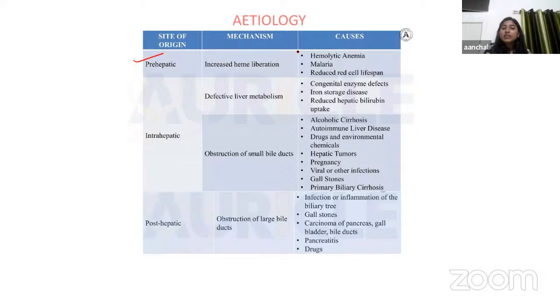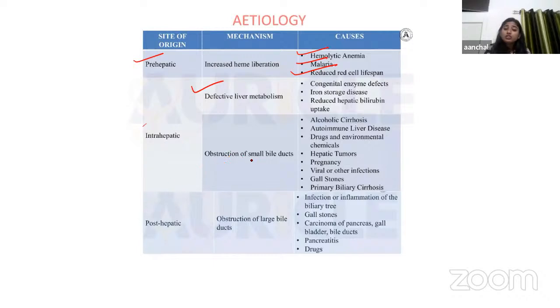the cause is defective liver metabolism in intrahepatic jaundice. So the causes of prehepatic jaundice will be hemolytic anemia, malaria, and reduced red cell lifespan. And in intrahepatic jaundice, the mechanism involved is any kind of defect inside liver metabolism due to several causes like congenital enzyme defects, defect in iron storage disease, reduced hepatic bilirubin uptake, and others. There are also causes in post-hepatic jaundice.